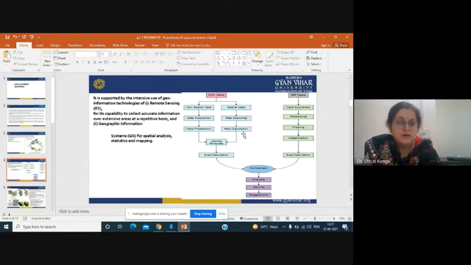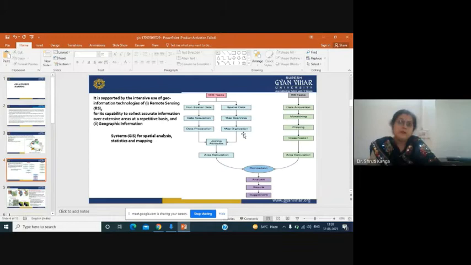Then it is supported by the intensive use of GIS technologies, remote sensing, for its capability to collect the information. So these technologies are also very helpful for collecting the various information. Like remote sensing, for its capability to collect accurate information over extensive areas on a repetitive basis. So with the help of remote sensing, we can get time series data sets, and we can go for the analysis on a repetitive basis.